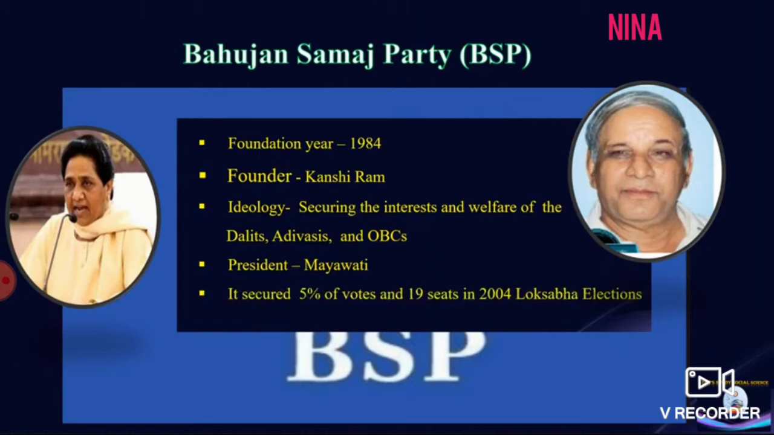Bahujan Samaj Party, famously known as BSP. Now children, BSP was founded in the year 1984 and the founder of this party was Kanshi Ram. The ideology of BSP is different from the ideology of the Indian National Congress or the Bharatiya Janata Party. The ideology is to secure the interest and welfare of the Dalits, the Adivasis and also the OBCs. The president of BSP is Mayawati. In the 2004 Lok Sabha election, it secured 5% of votes and 19 seats.